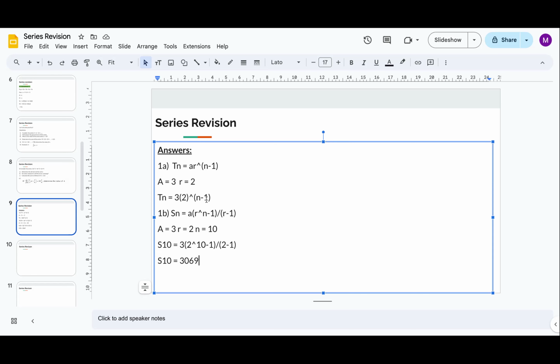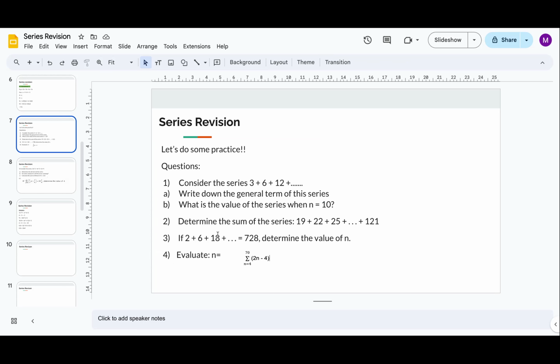So this is the answer for question 1a and b. Let's go to question 2. Now question 2 asks us to determine the sum of the series 19 plus 22 plus 25, which ends at the term 121. So that's the question. I'll repeat. Determine the sum of the series 19 plus 22 plus 25 plus some terms in the middle, and they end at plus 121. So there are two things that you need to do to answer this question, and I will give you guys 5 minutes to try and attempt this question, and then we'll go through it together.